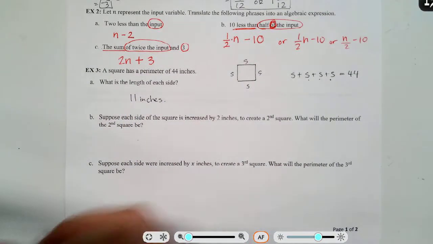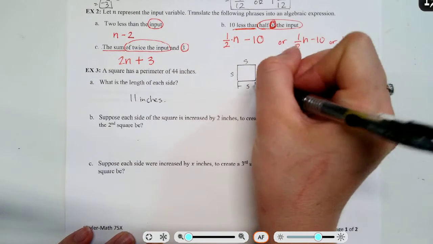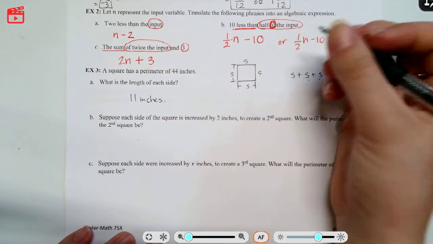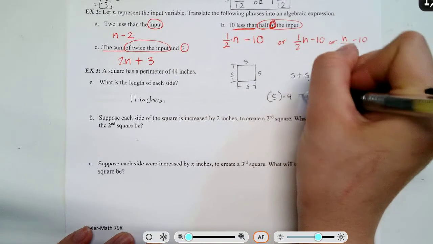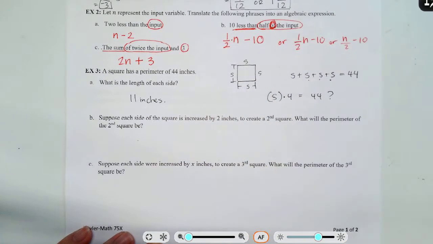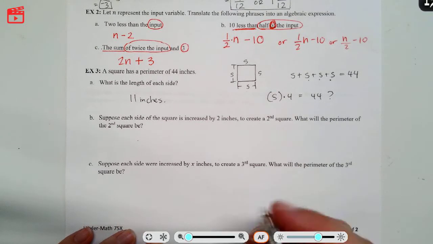Okay, and remember, a square, each side of the square has to be exactly the same. So another way you could have thought of it is what number times 4 gives me 44? And that number would have been 11. So here's a new part. Suppose each side of the square is increased by 2 inches to create a second square. All right, let's go ahead and just do that.